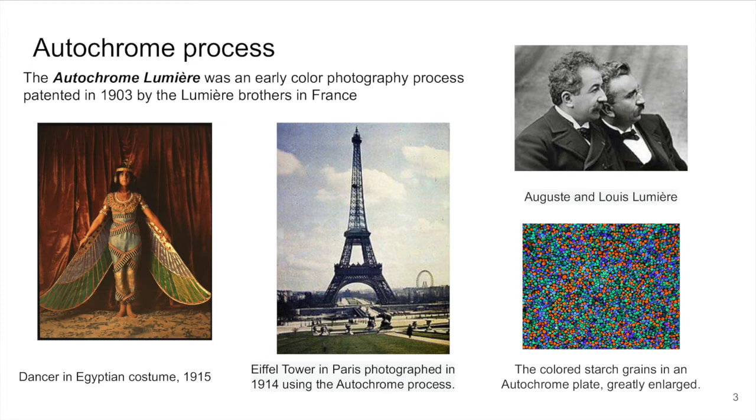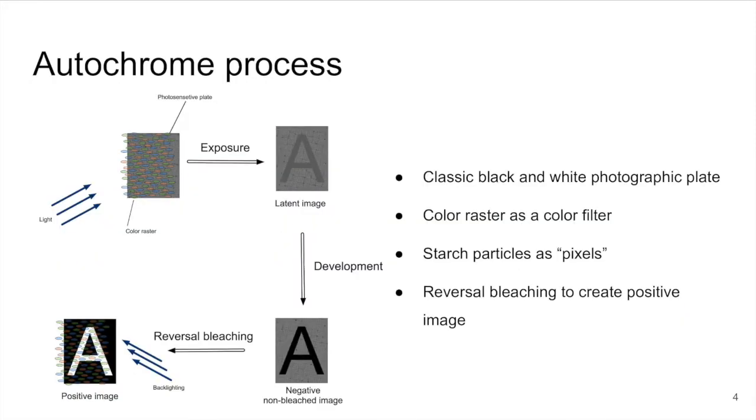Autochrome was recognized for its aesthetic appeal. The photos really do look stunning. The autochrome color process is one of the first color processes. It is based on the additive color synthesis due to a color raster made of colored starch grains. After the exposure, the photographic plate is developed and reversely bleached, giving the positive image. This positive image appears to be colored due to the color raster acting as a light filter.